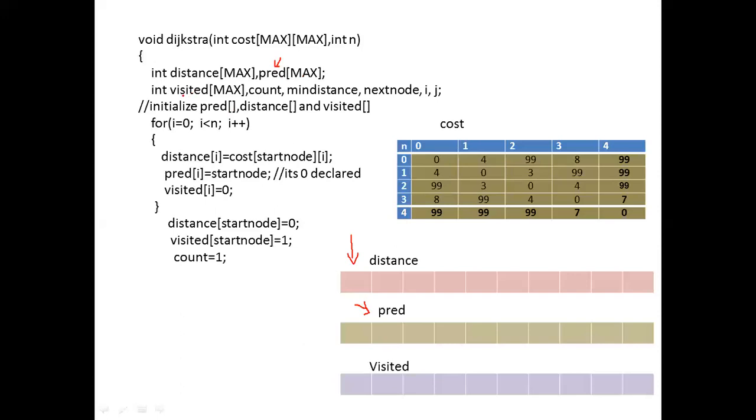So next we can observe there is another variable called visited. Visited is also an array variable. It is going to store 10 memory locations. Next we are using some other intermediate single variables, like normal variables: count, minimum distance, next node, i, j.